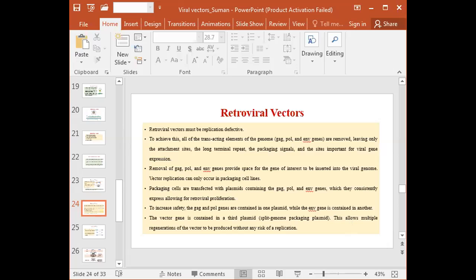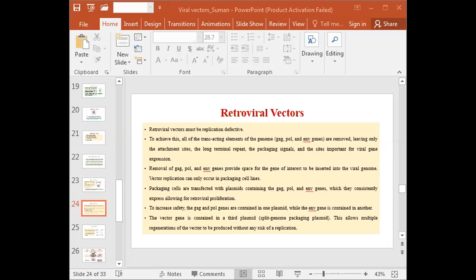The retroviral vectors must be replication defective. To achieve this, all the trans-acting elements of the genome, that is the GAG, POL, and ENV genes, are removed, leaving only the attachment sites, the long terminal repeats, the packaging signals, and the sites important for viral gene expression. The location of most cis-acting sequences in the terminal regions has enabled simple and effective retroviral vector design, making them the most widely used vector system in gene therapy.